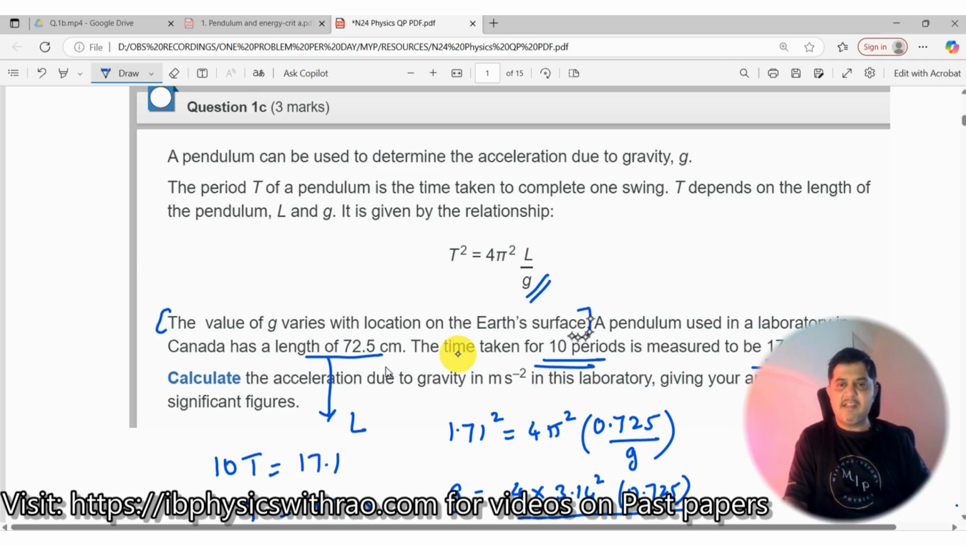The value of g varies with location on the Earth's surface. Where is Canada? See, the Earth is something like a sphere. That's what we say, it's spherical. But strictly speaking, it is not spherical because, you know, this is the axis, this is the equator.